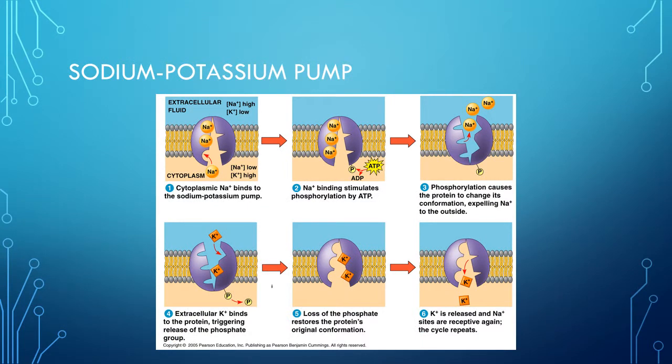Alright, so the sodium-potassium pump. This is very important for maintaining resting potential. It pumps 3 sodium ions out for every 2 potassium ions in, allowing for a depolarized state to return to a polarized state.